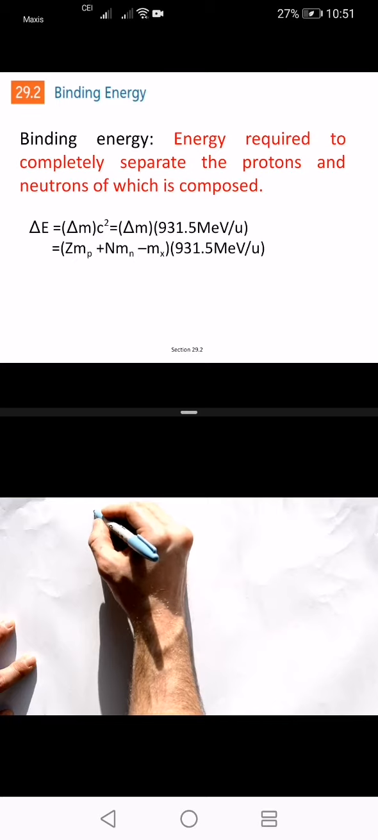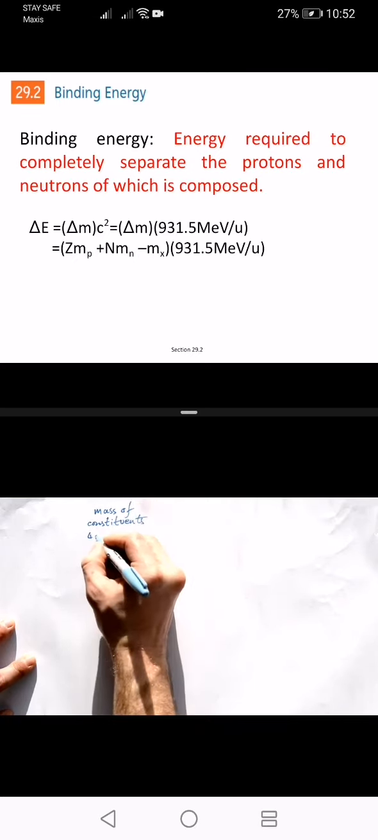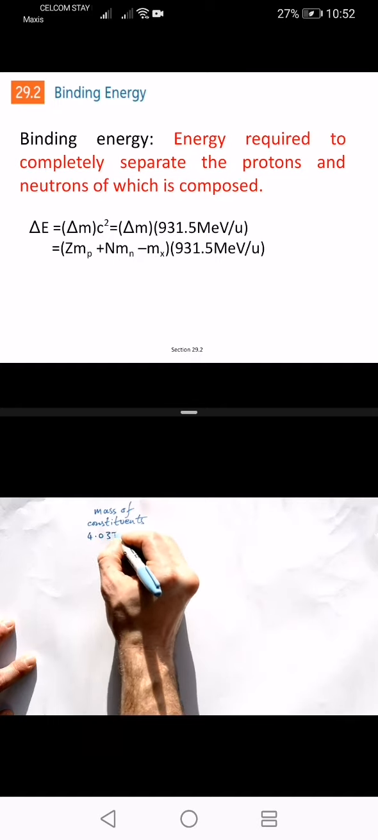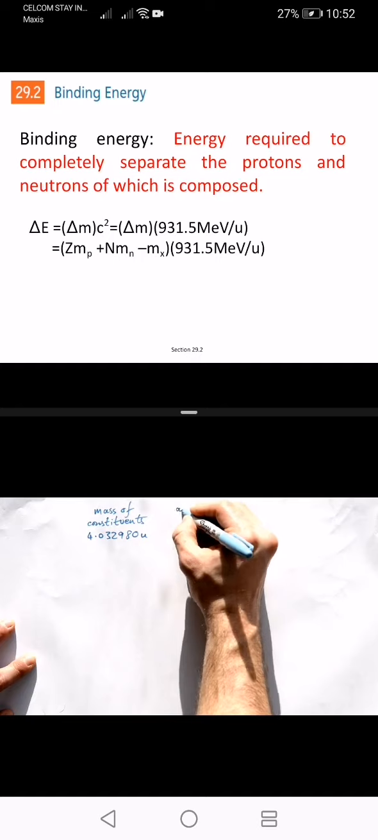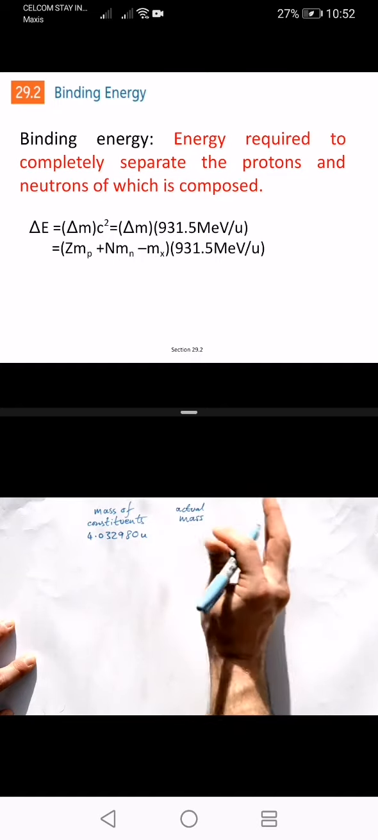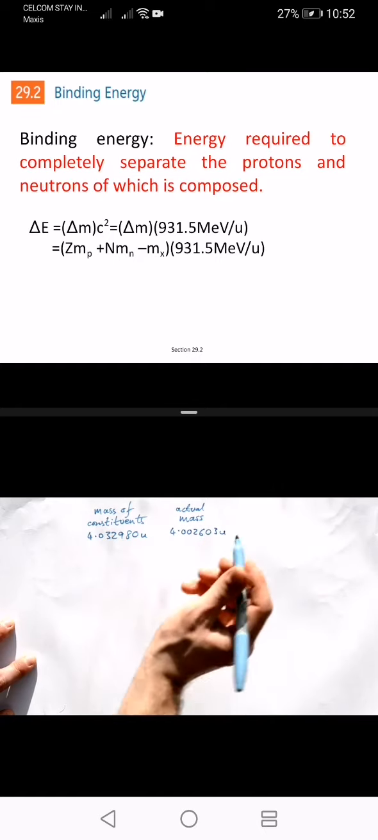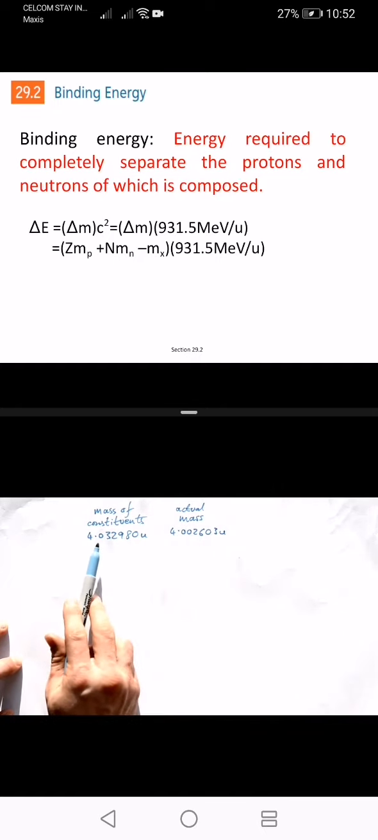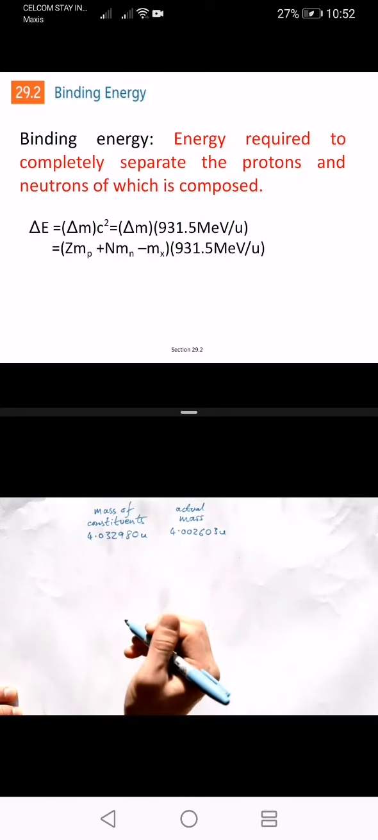So let's look at those numbers again. We have the mass of constituents, and that was 4.032980 U, and we had the actual mass of a helium atom. That was 4.002603 U. Now we can see that the constituents separated out weigh more than the actual mass of them put together in a helium atom, and that's always the case.